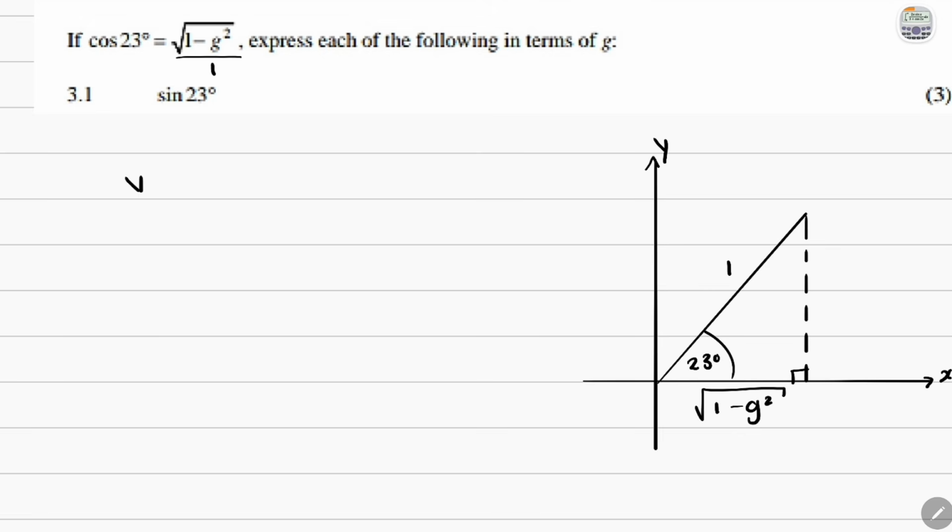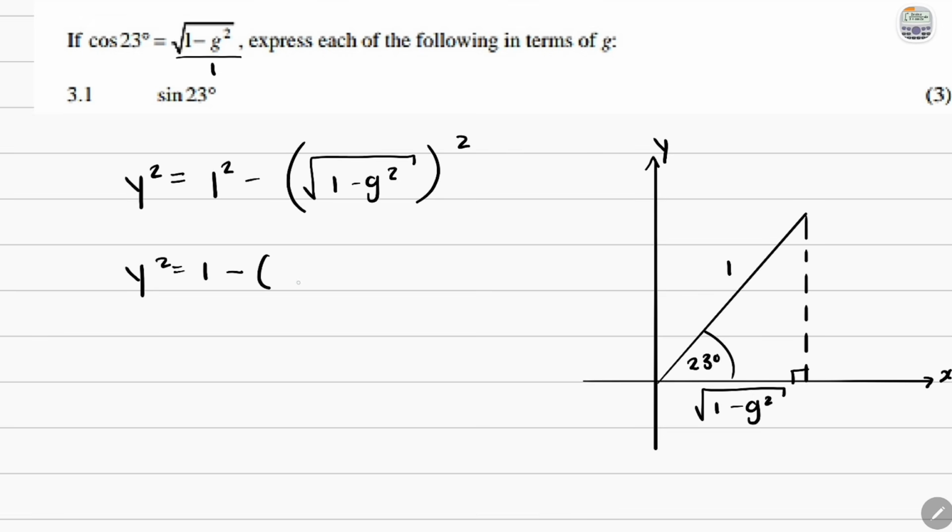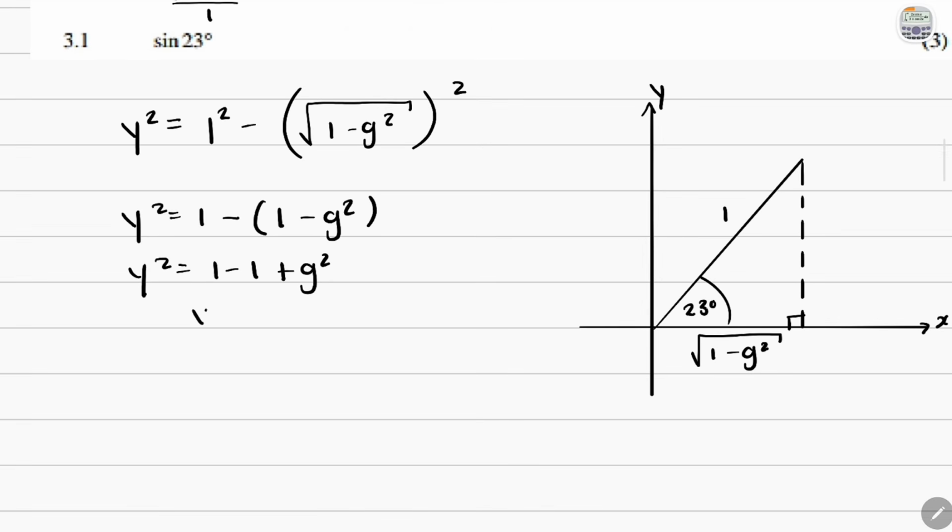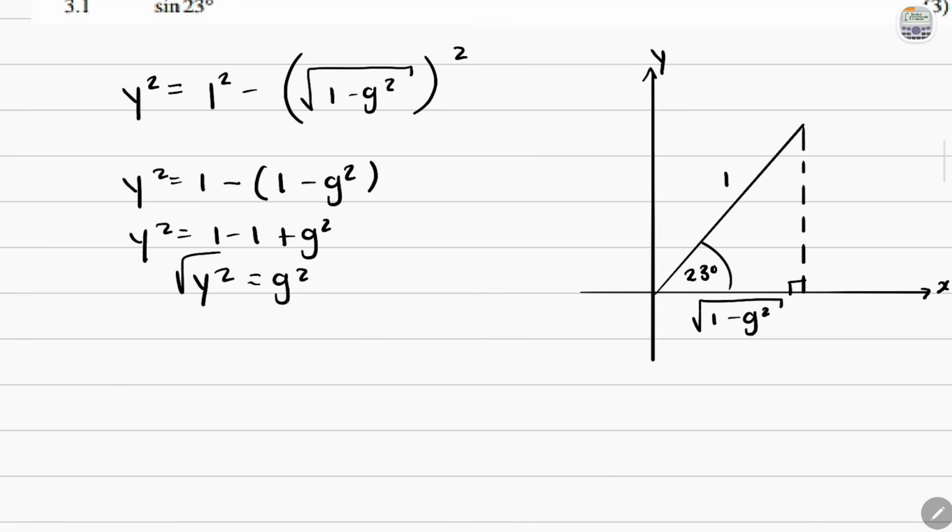So we'll call it y squared, and it's going to be the hypotenuse squared minus the other shorter side squared. So that is 1 squared minus the square root of 1 minus g squared, all squared. So y squared is equal to 1 minus, this would break open, but you still have two terms, so protect with brackets: 1 minus g squared. So y squared is equal to 1 minus 1 plus g squared. And so we can see that y squared is just equal to g squared. Square root both sides.